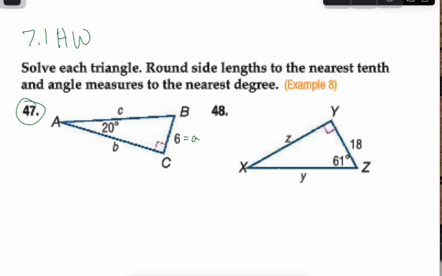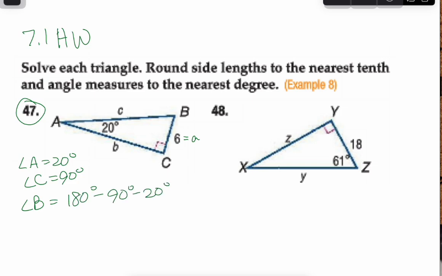So for this, one of the easiest things, since we know that angle A is 20 degrees and angle C is 90 degrees, we know that angle B is 180 take away those things. One thing we also know for a right triangle is that the 2 acute angles will always be complementary. They're always going to add up to 90 so that the other 90 totals 180. So we know this is 70. So now we have all of the angle measures.